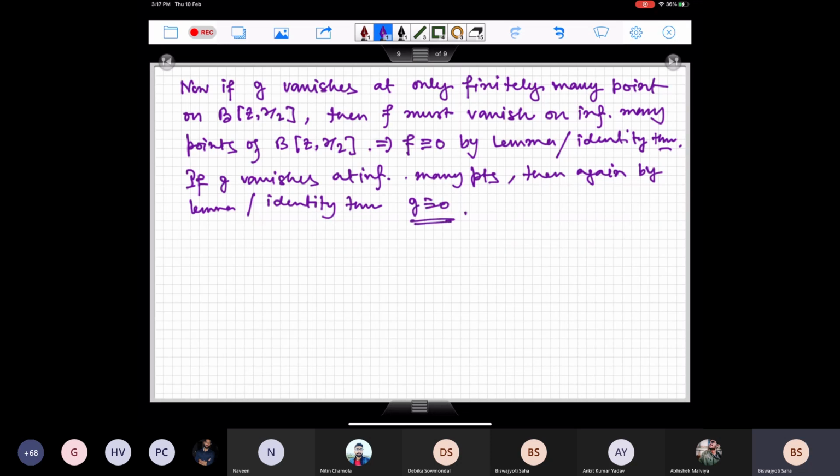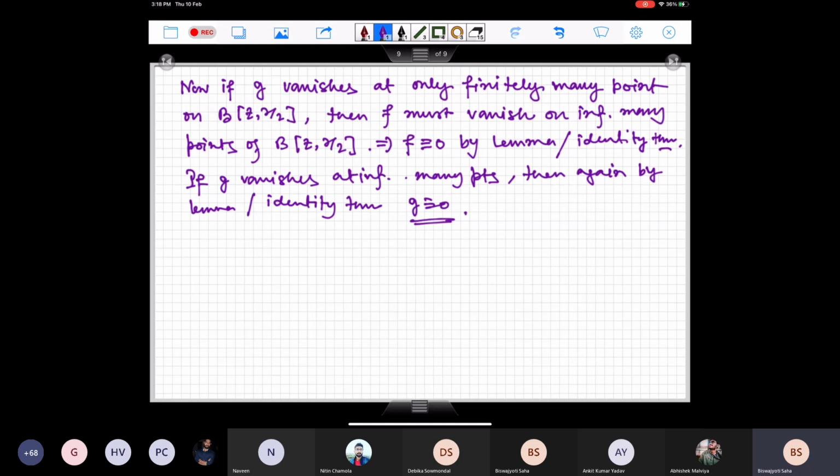So whatever the case might be, whether g vanishes at infinitely many points or only at finitely many points, and that includes that g might not be vanishing at all, in either case I will get either f is identically 0 or g is identically 0. So is it clear? Yes, sir. Is the proof clear? So therefore, I definitely get that if I have two functions whose product is identically 0 on a domain, then one of them must be identically equal to 0.